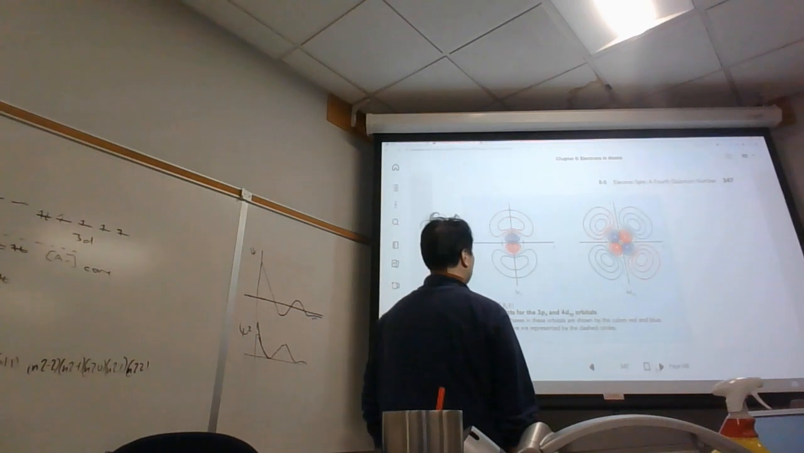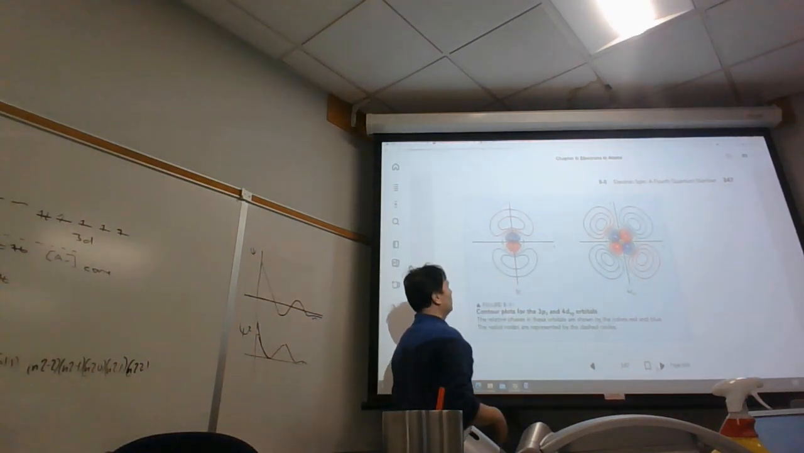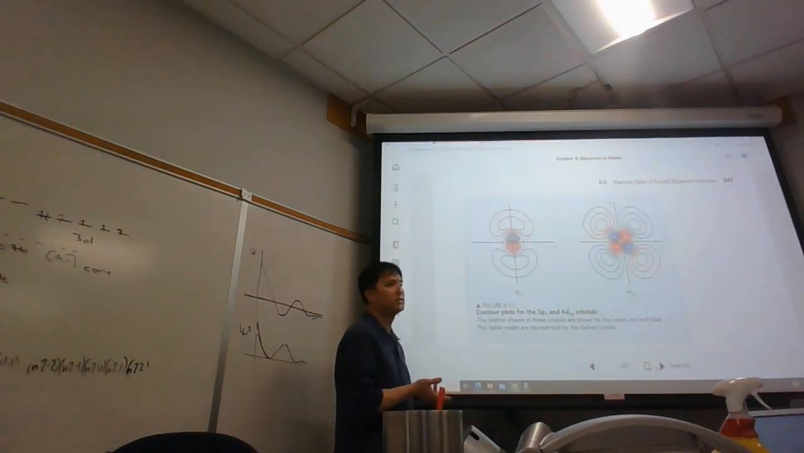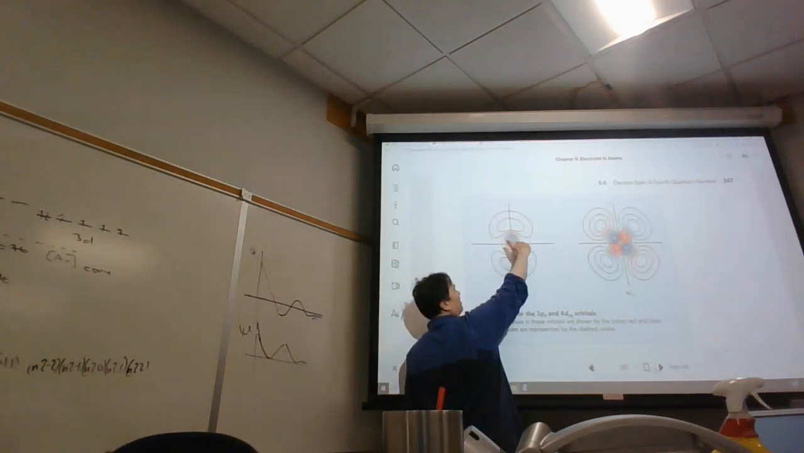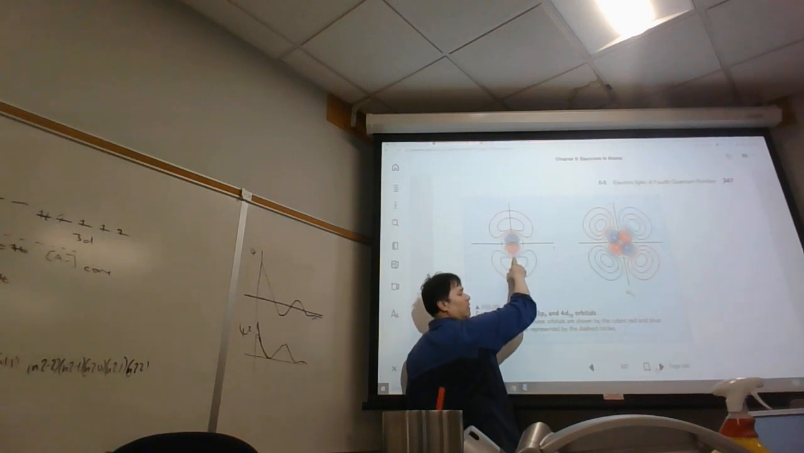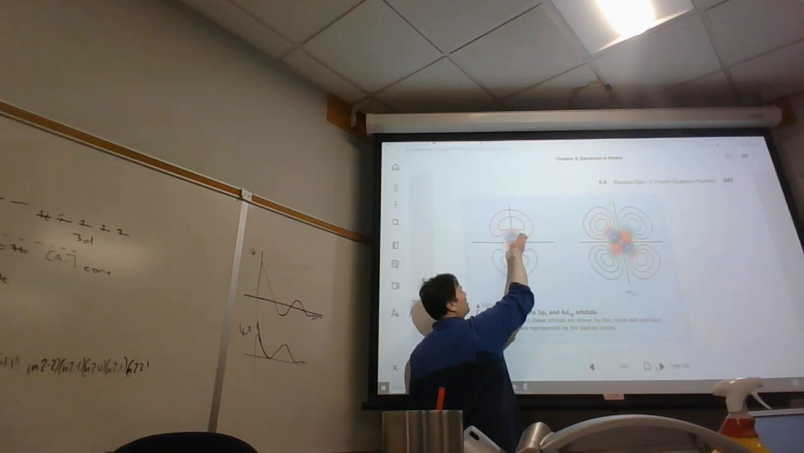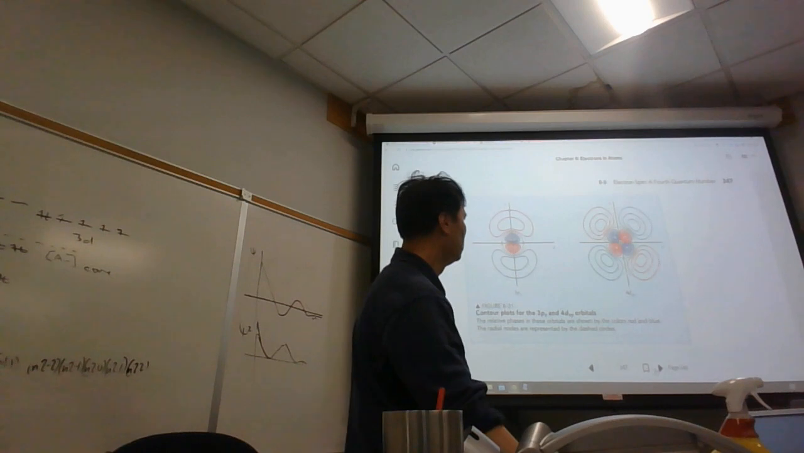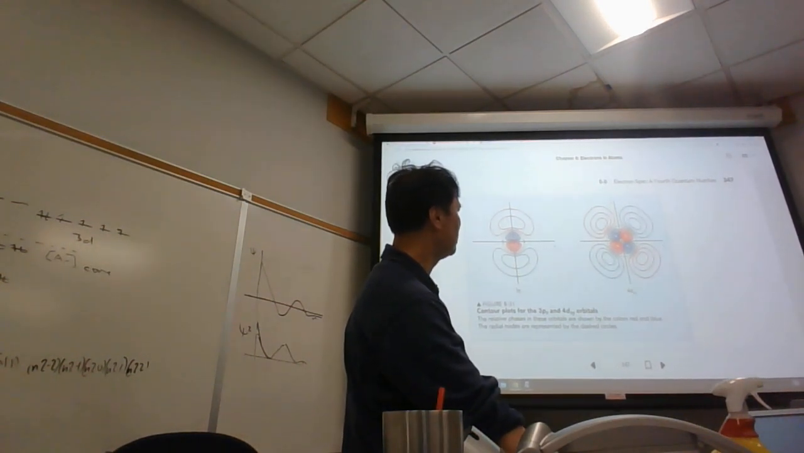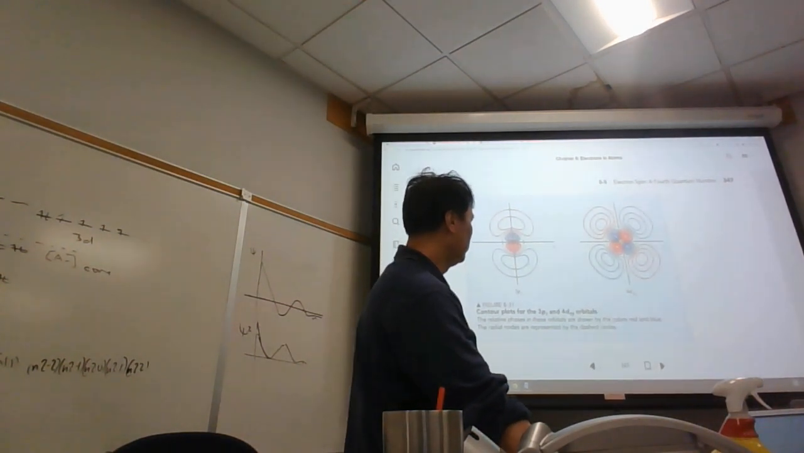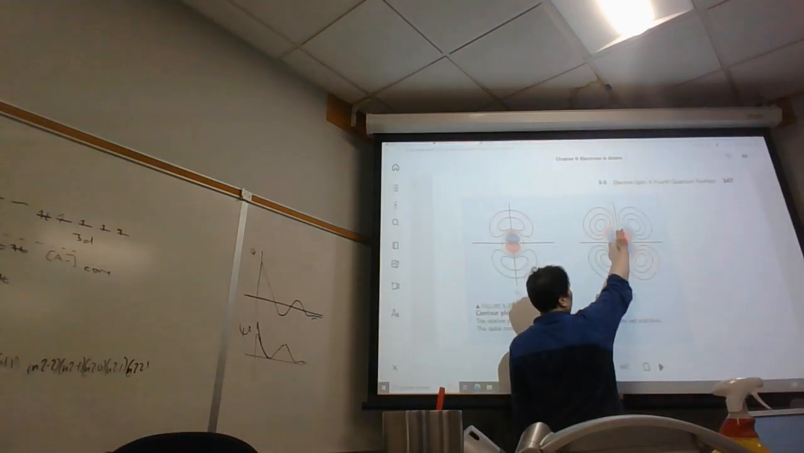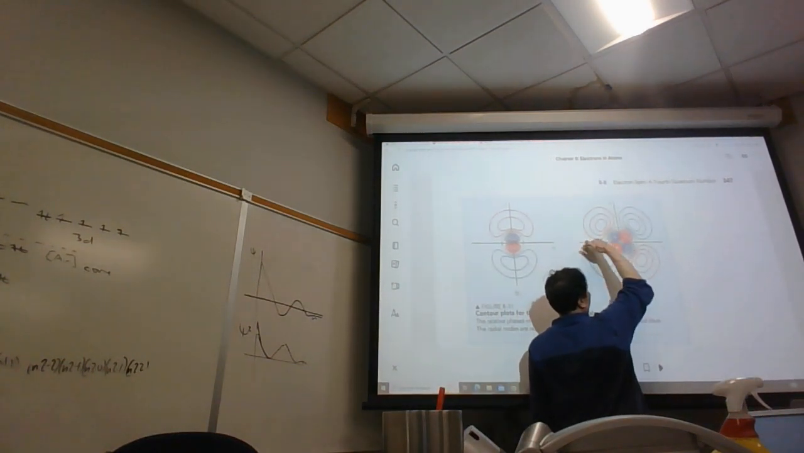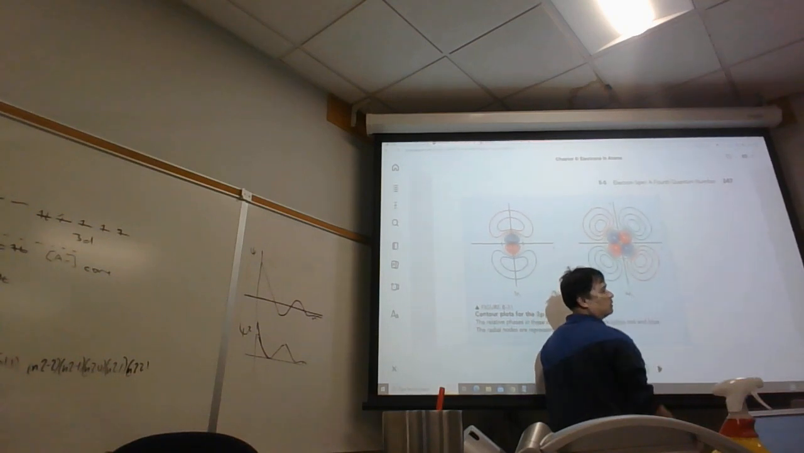All right, this is a 3pz. If we're looking at a 3pz, how many nodes? 2 nodes. Now we have a planar node here, and then we have a spherical node here. And so it's weird how it's like positive, negative, positive, negative. It's kind of weird in that sense. And then over here, this is 4d. How many nodes do we have? 3. We have 3 nodes. So we're going to have planar node, spherical node.